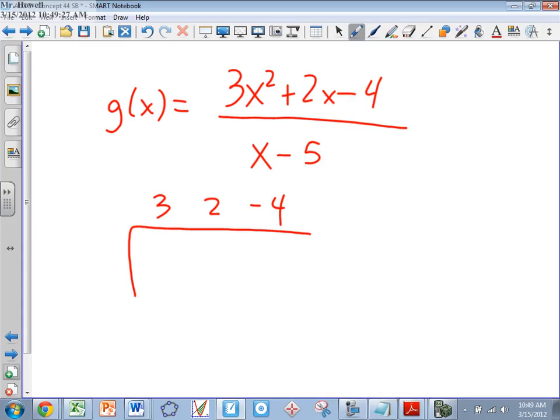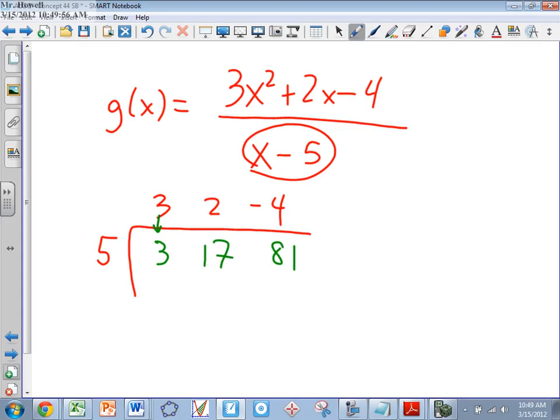So far, so good? Everybody got that part out? What goes on the outside? I got my negative 1. So what's 17 times 5? Remember, the opposite of whatever this is. Whenever synthetic division occurs, you do the opposite of the factor in the denominator. Bring down the 3. 5 times 3 is 15, plus 2 is 17. 5 times 17 is 85. 85 minus 4 is 81.